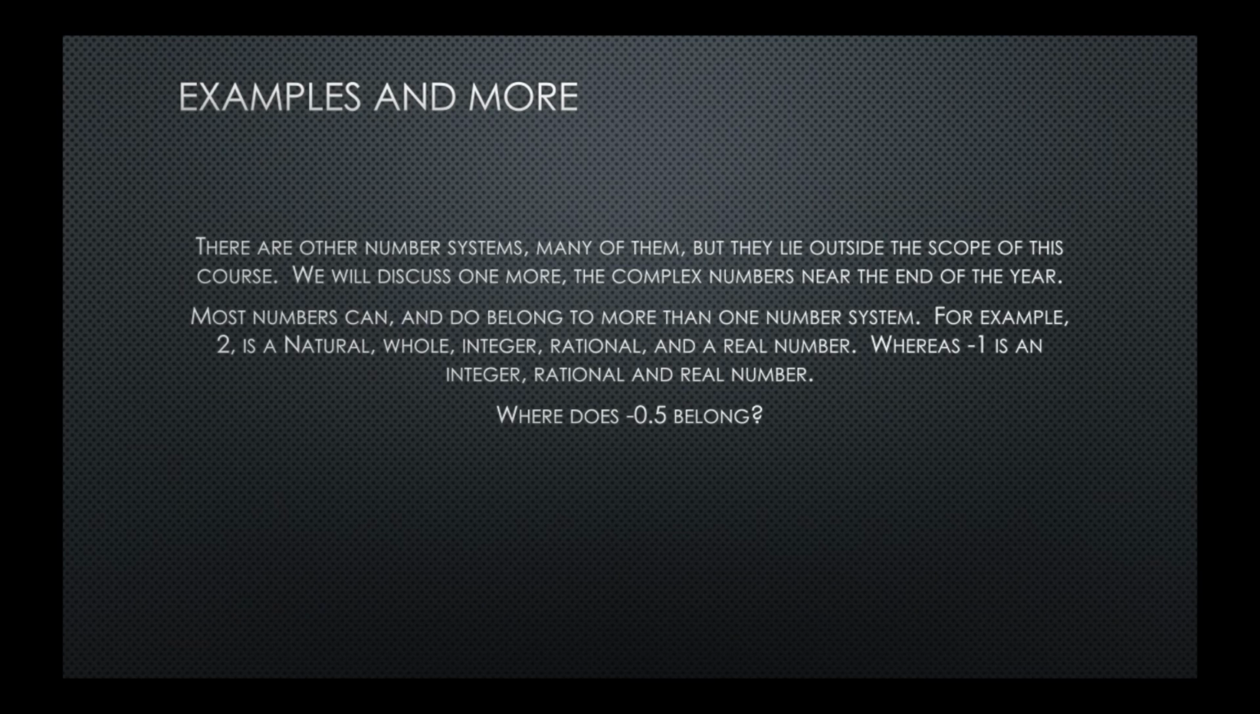All right, so since negative 0.5 can be written as a terminating decimal, or I can write it as a fraction, negative 1/2, that means it is a rational number and a real number. It's not an integer, a whole, or a natural, and it's not irrational. All right.